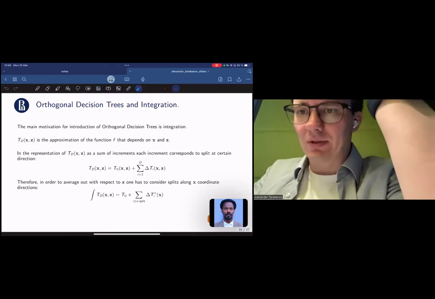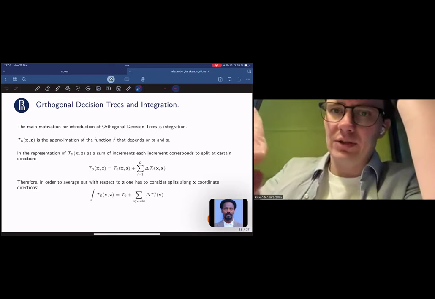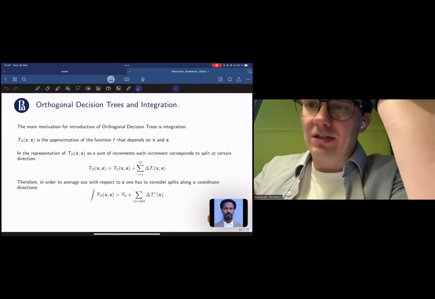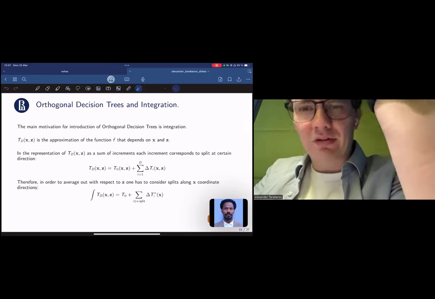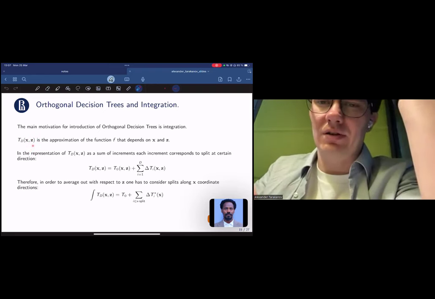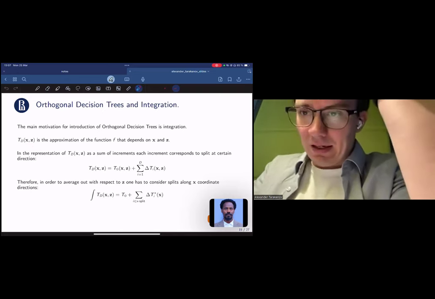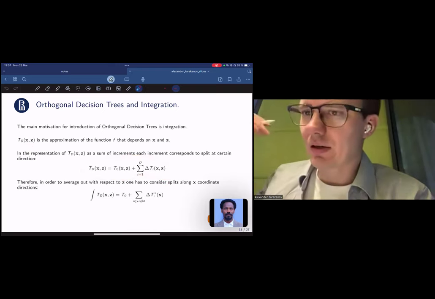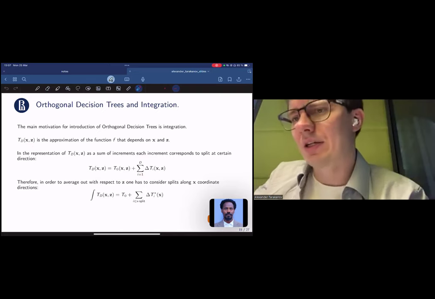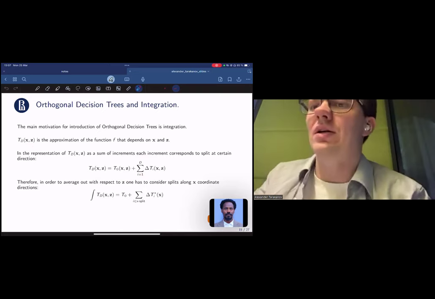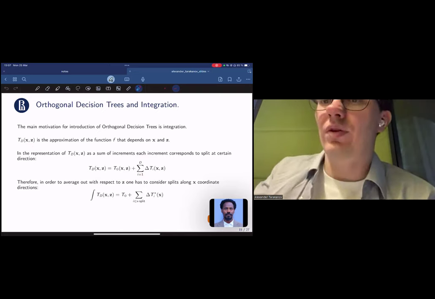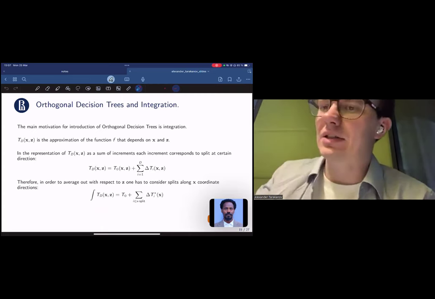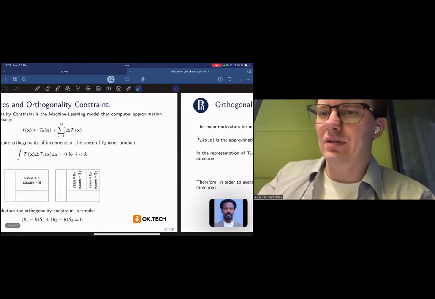Let me explain it in some detail. Let's suppose that we want to approximate a function that depends on two vectors, vector x and vector z. And we know that we will integrate, we will average out, over all coordinates of vector z. Let's suppose that we constructed this decision tree. When we perform integration over z, this is the same thing as computing the inner product with the constant function. Therefore, the integration over z can be considered as simply forgetting the splits.